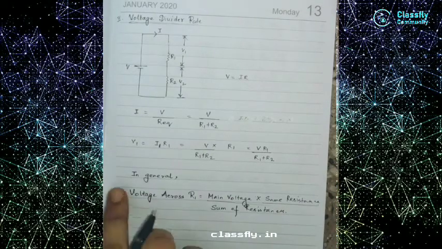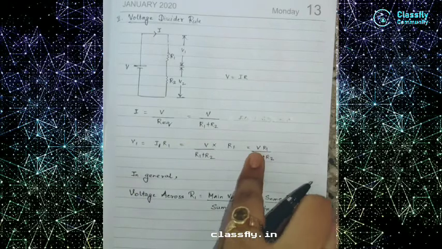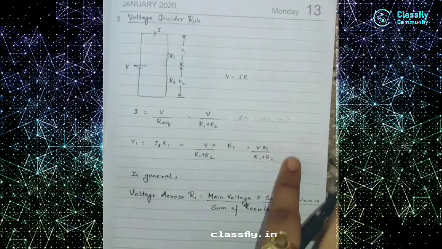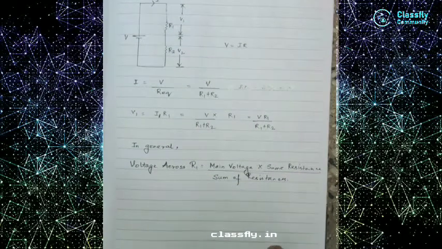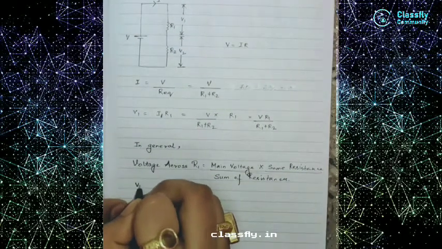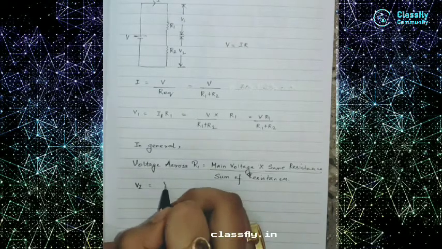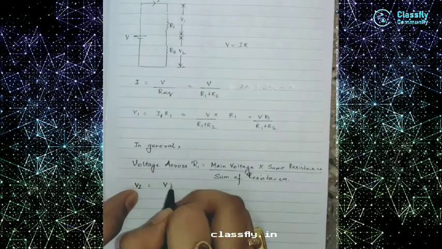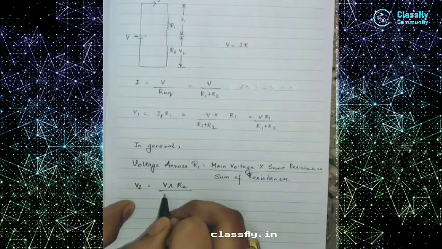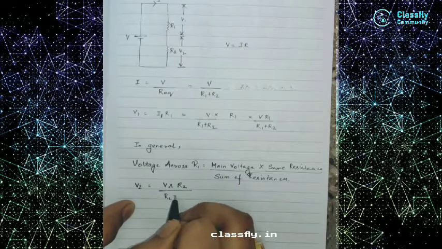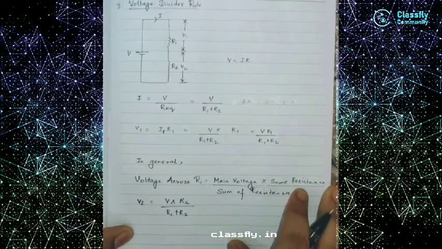That means in general we can say that the voltage across R1 is the main voltage into the same resistance, divided by the summation of the resistances. That means if you need to find the voltage across resistance 2, then it will be the main voltage into the same resistance, that is R2, divided by the summation of both the resistances. So I hope you understood the voltage divider rule also.